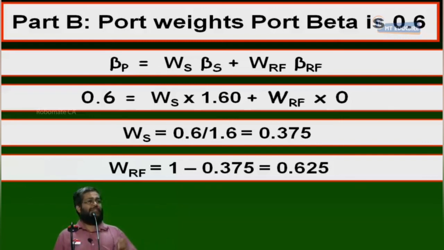If I invest 37.5% of money in what? Security. The balance should be in what? Risk-free asset. Weight of RF is equal to 1 minus 0.375. 1 minus is equal to how much here? 0.625.